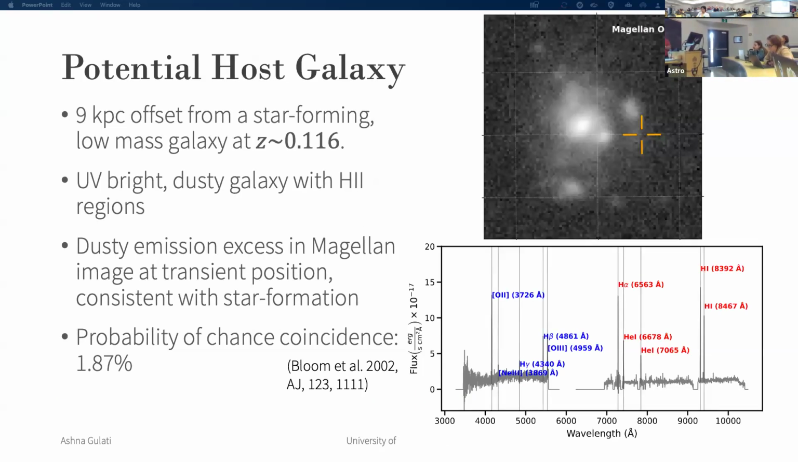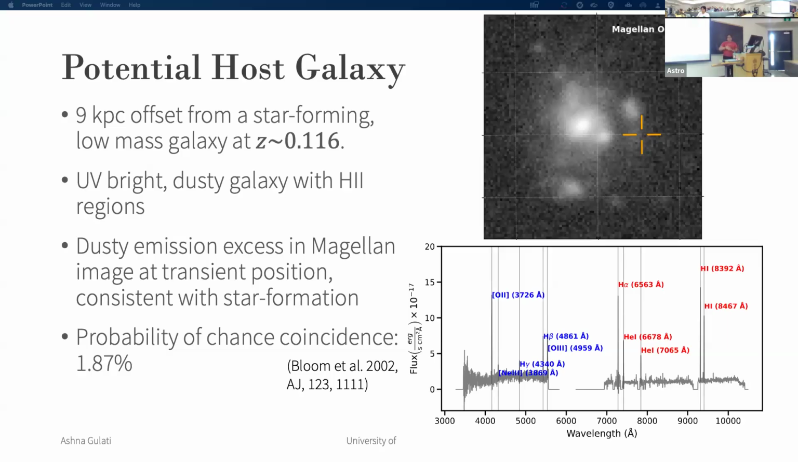This transient, interestingly, is offset from a low mass star forming galaxy at a redshift of 0.116. And on the right here, I've got a beautiful image of this region, basically. And you can see that galaxy with all the structure, and the cross marker shows the position of the transient. Using a mix of optical spectroscopy and imaging, we have determined that this is a UV bright, dusty galaxy surrounded by HII regions, which can also be seen in the blobby structure around that main nucleus. There's also an emission excess in the image at the position of the transient, which is very consistent with star formation, and it could be a nuclear star cluster.